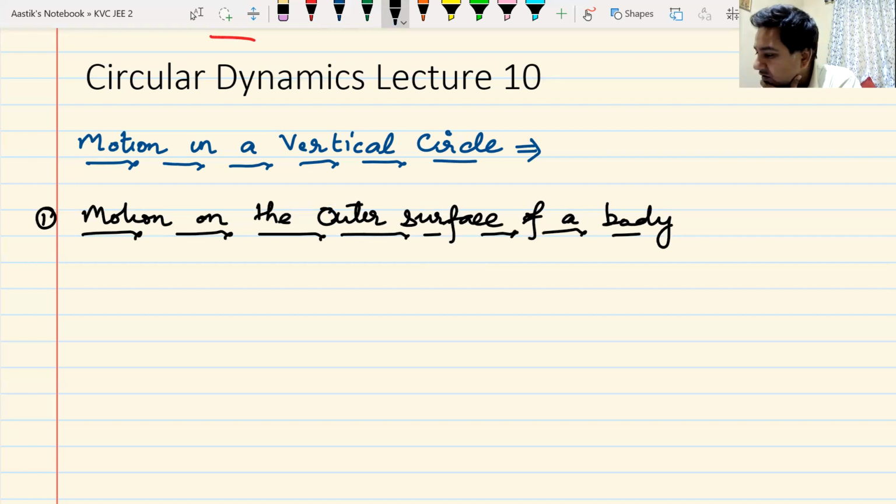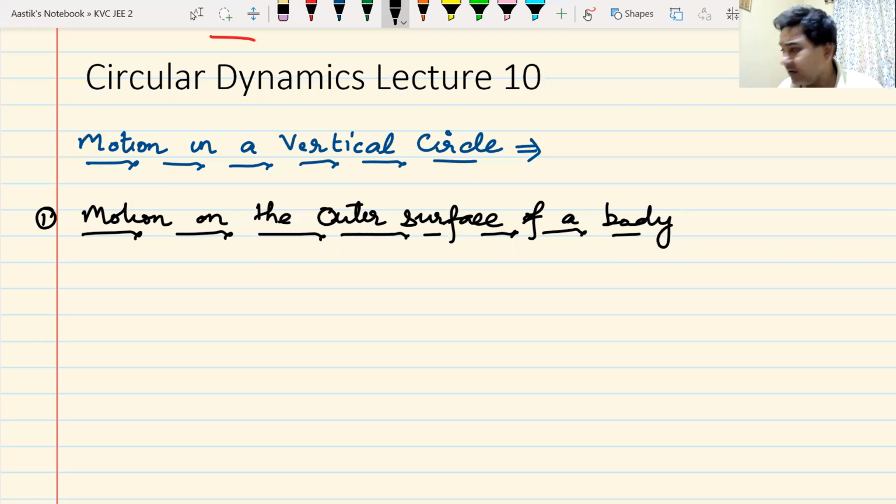Now, when I talk about this motion on the outer surface of the body, I hope I am audible and visible to all of you. Can I have some raised hands that I am visible and audible to all? Okay, great.